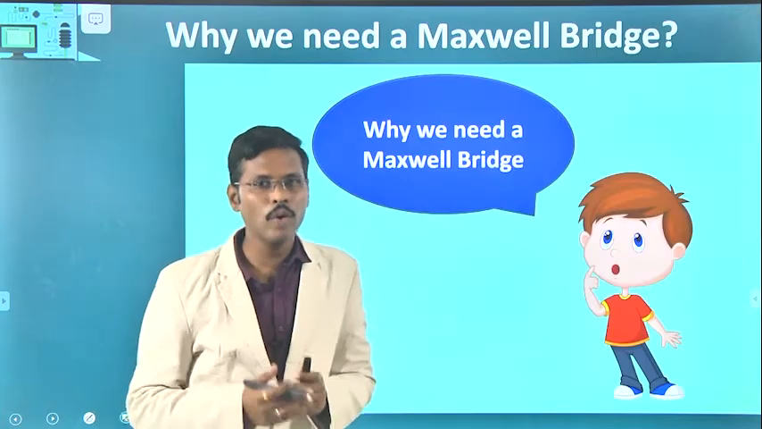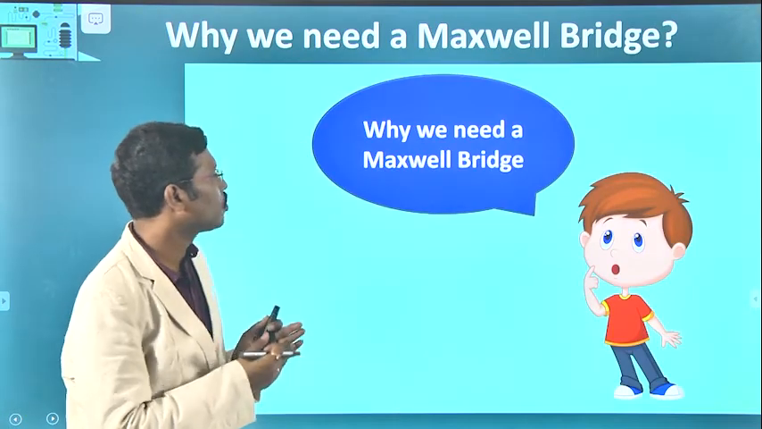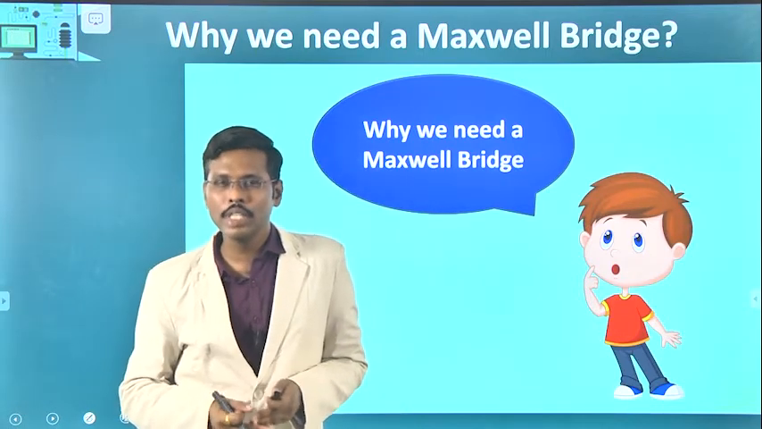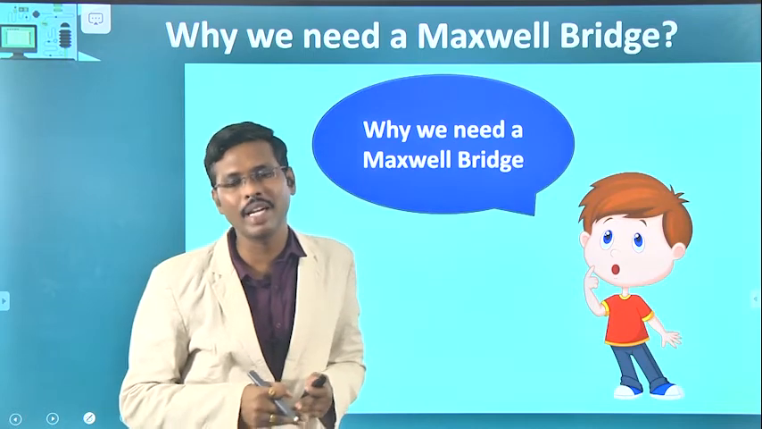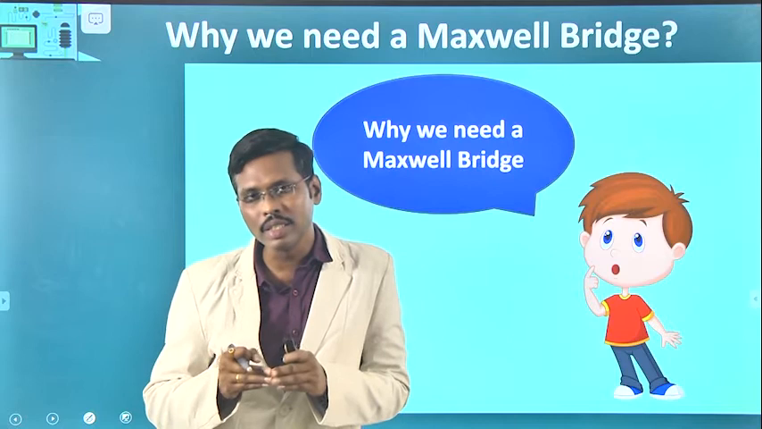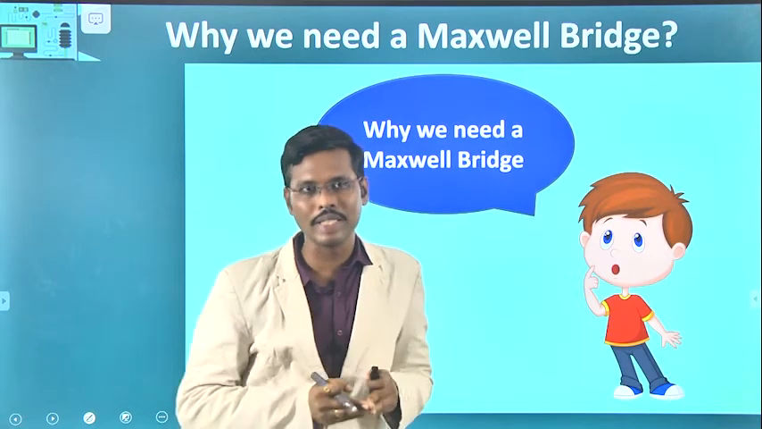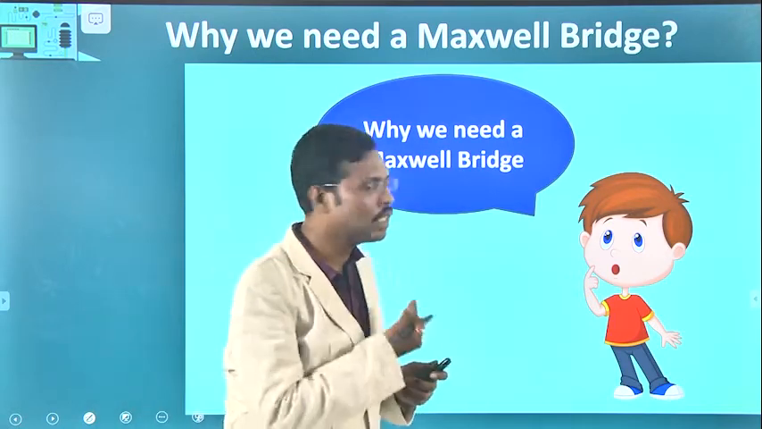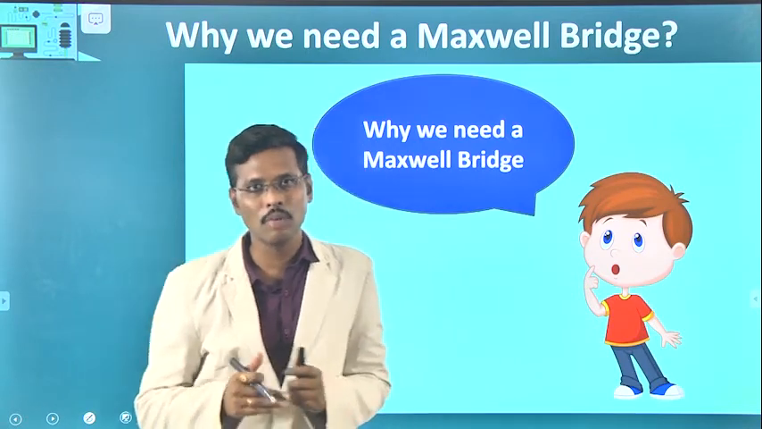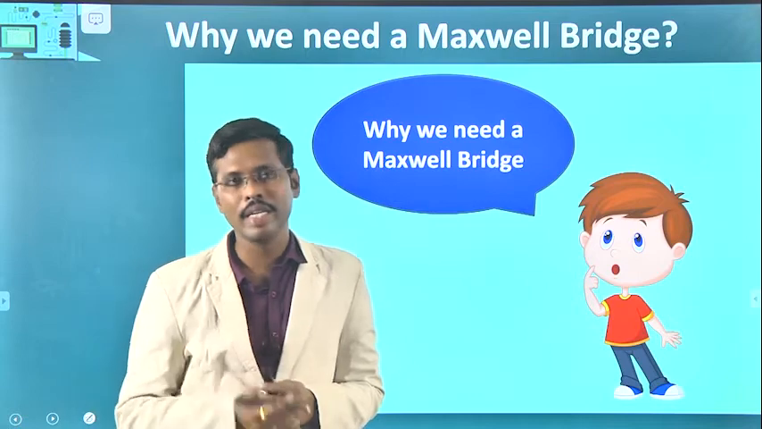So, why do we need a Maxwell bridge? As we discussed, AC bridges are used for the measurement of different electrical parameters like inductance, capacitance, resistance, and sometimes also frequency. The Maxwell bridge is used for the measurement of inductance.